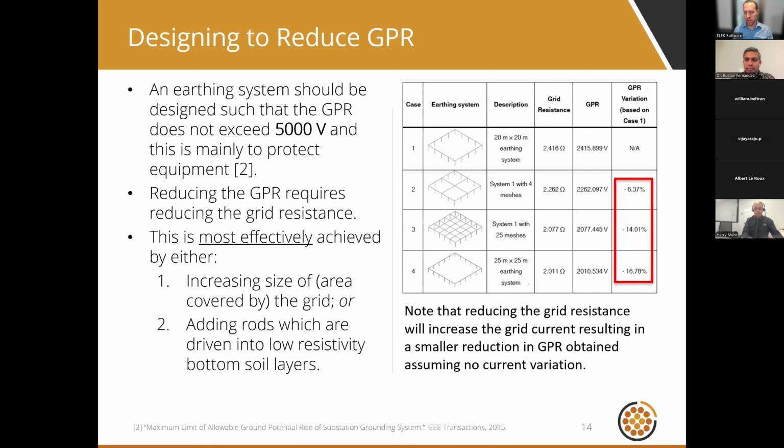There's another condition here. You can also add rods to reduce GPR or grid resistance, but only if the lower level soil layers are of low resistivity. Otherwise, it's not going to help you much.